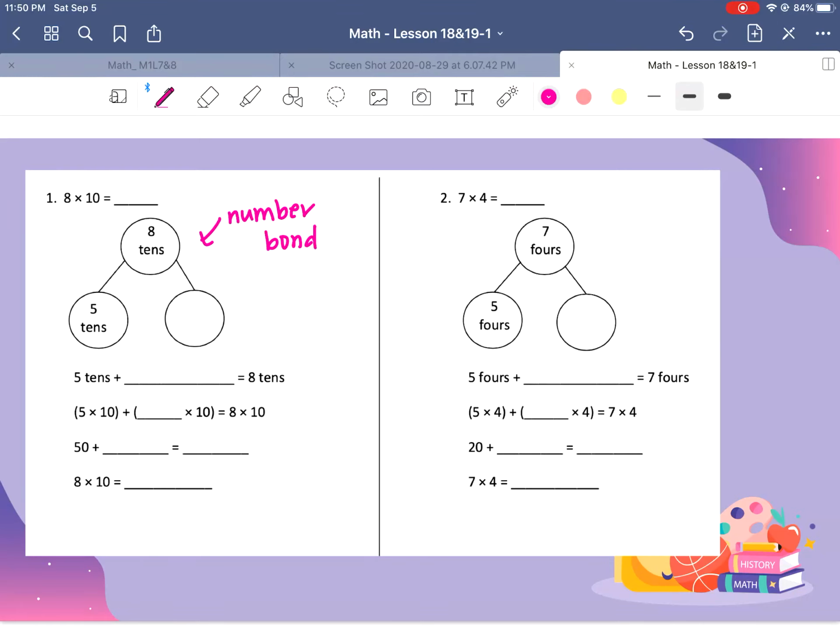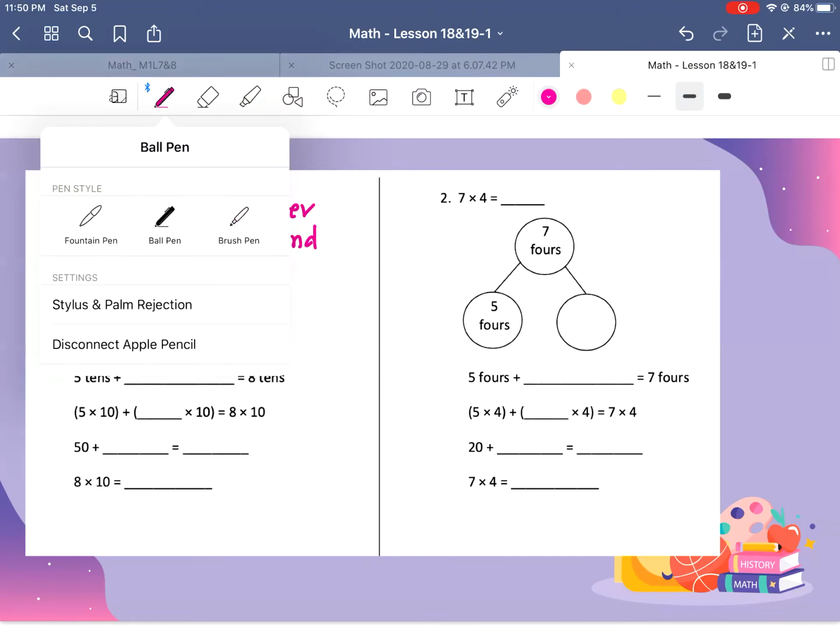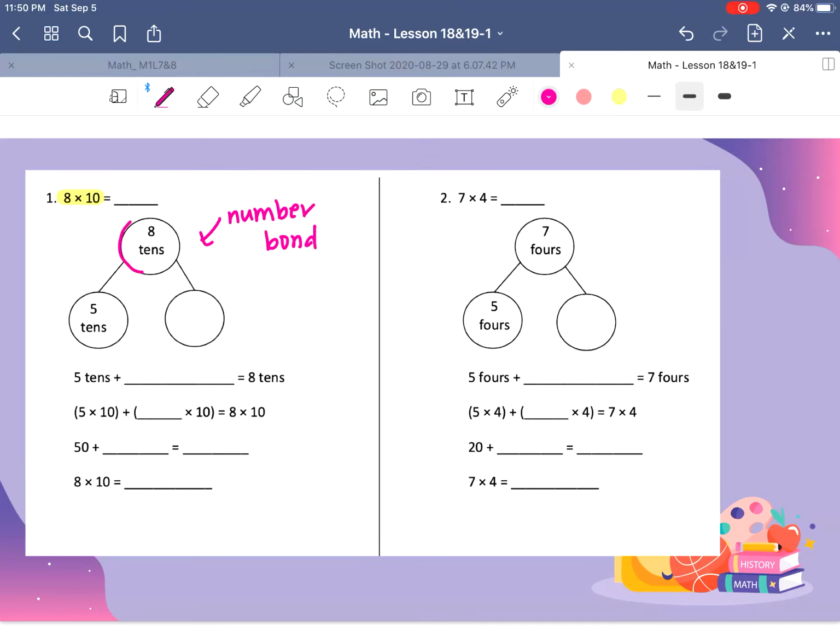And this is another diagram that helps us to do a multiplication using the splitting and distributing strategy. So here the question is asking what 8 times 10 is. When we look at this number bond, it has 2 bubbles. And that means this 8 tens has been split into 2 bubbles. And if the first bubble has 5 tens, then the second bubble should have 3 tens. How do I know it's 3?